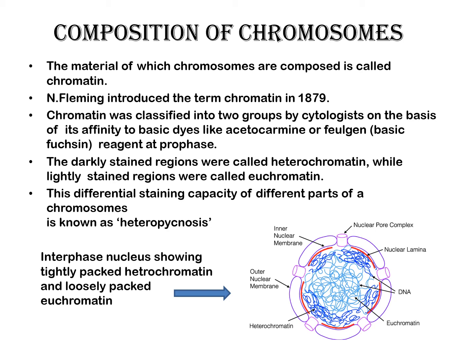In this diagram, we can see the nucleus in the interphase stage, which shows tightly packaged heterochromatin and loosely packed euchromatin.